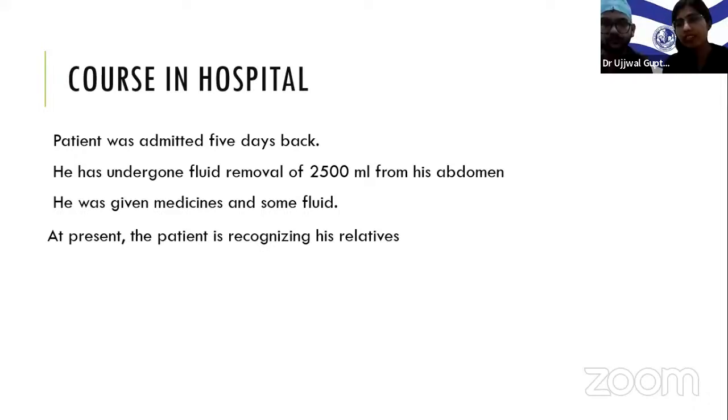Yes, ma'am. Right? And you said that initially the patient was having irrelevant talks, but now he's recognizing his relatives. Do you think whatever medications are being given? Initially, when the patient was admitted, the patient was in grade 3 hepatic encephalopathy, but now the patient is in grade 1 hepatic encephalopathy. So what are the gradings of hepatic encephalopathy?